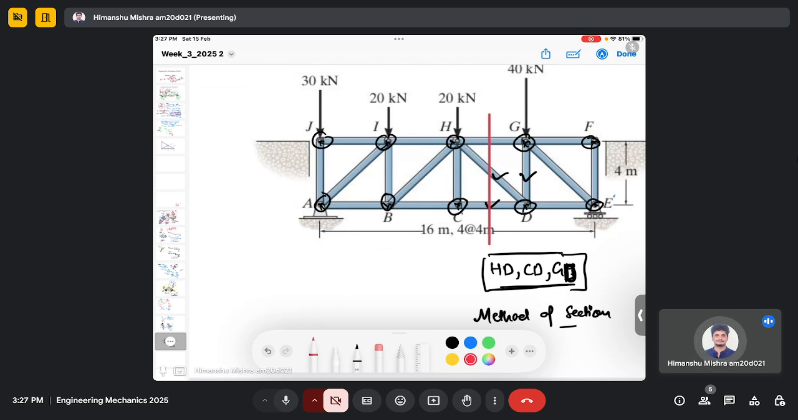You can actually make a cut anywhere. You can make a cut here or here or here also. But usually it is preferred to make a cut where you have most of the unknowns. You can also make a cut like this or like this. So there is no restriction on how to make a cut. The only thing is that you have to make a cut and divide the system into 2 parts.